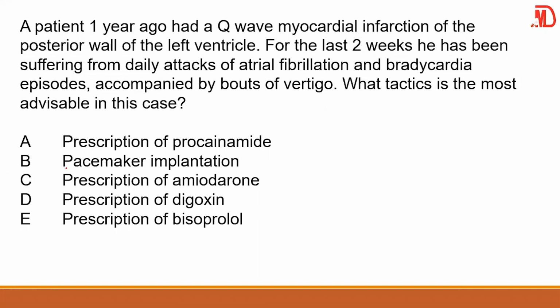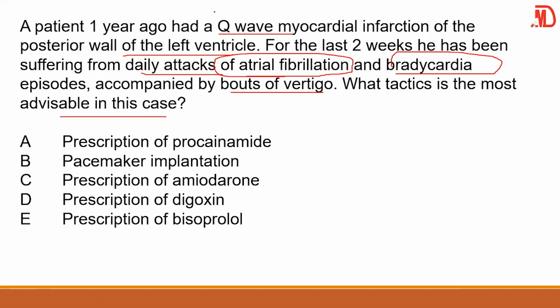A patient 1 year old had a Q wave myocardial infarction on the posterior wall of the left ventricle. For the last 2 weeks, he has been suffering from daily attacks of AFib and bradycardia, accompanied by both of vertigo. What tactics is the most advisable in this case?